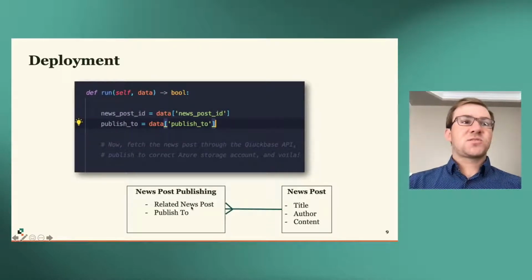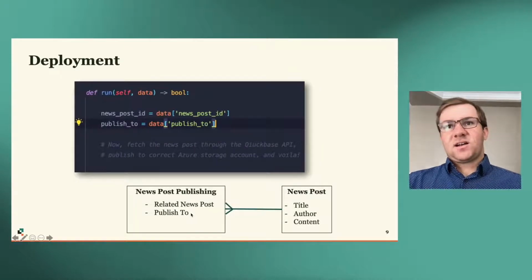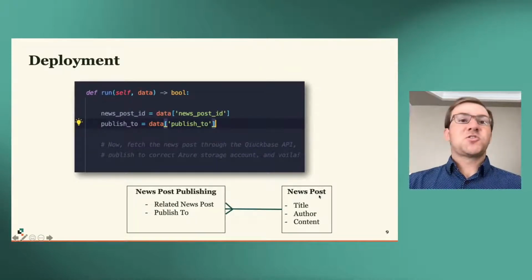So the related news post, which is the news post ID, and the publish to, which is that realzpdsolutions.com or our zpdsolutions.com dev site. Once you have that, and a news post actually has many news post publishing. So that's how we could republish the same news post multiple times by adding many news post publishing records. But once we have this set up, the Quickbase feature that we use to transfer these parameters from a Quickbase record into an actual web invocation are Quickbase webhooks.